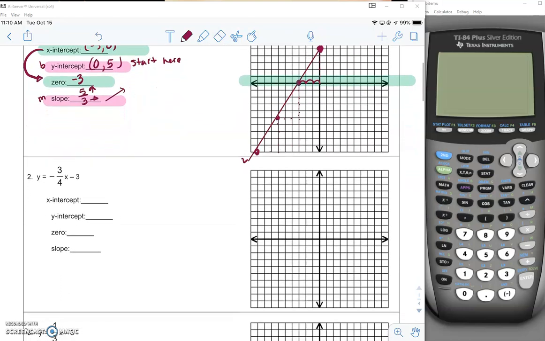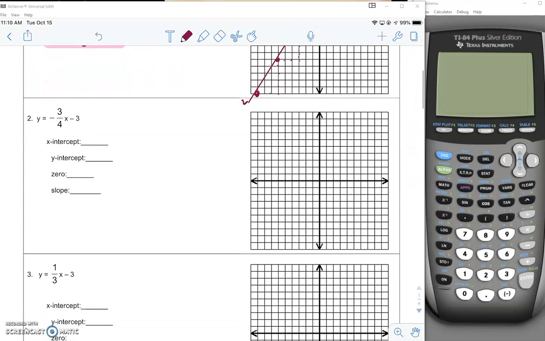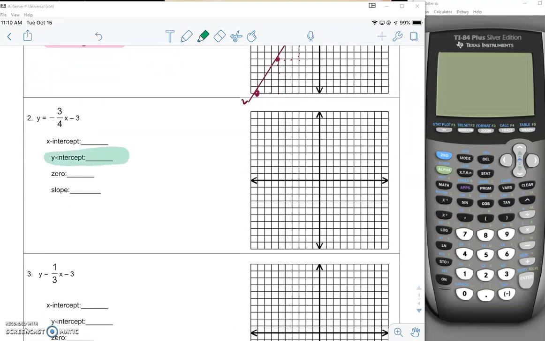Number 2, y is equal to -3 over 4 x minus 3. Again, y-intercept and slope can be found from our equation. So our y-intercept is the b value, -3. As an ordered pair, it is (0, -3). And the slope is m, or -3 over 4.